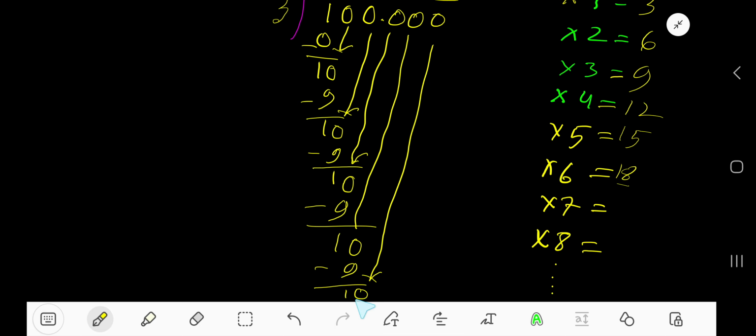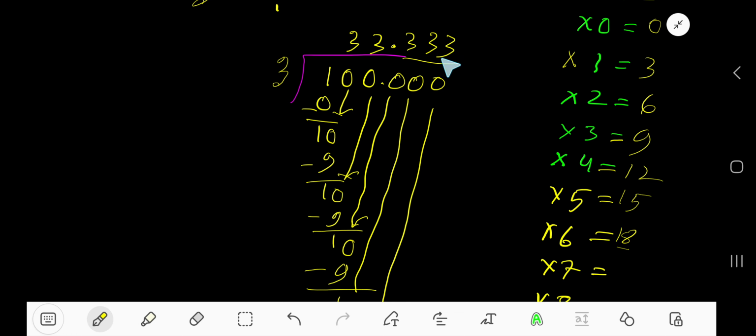3 goes into 10 how many times? Again 3 times. That is, this 3 is repeating. So place here 3 dot. So this is the answer, but we can also write this answer by using a bar. This means this 3 is repeating.